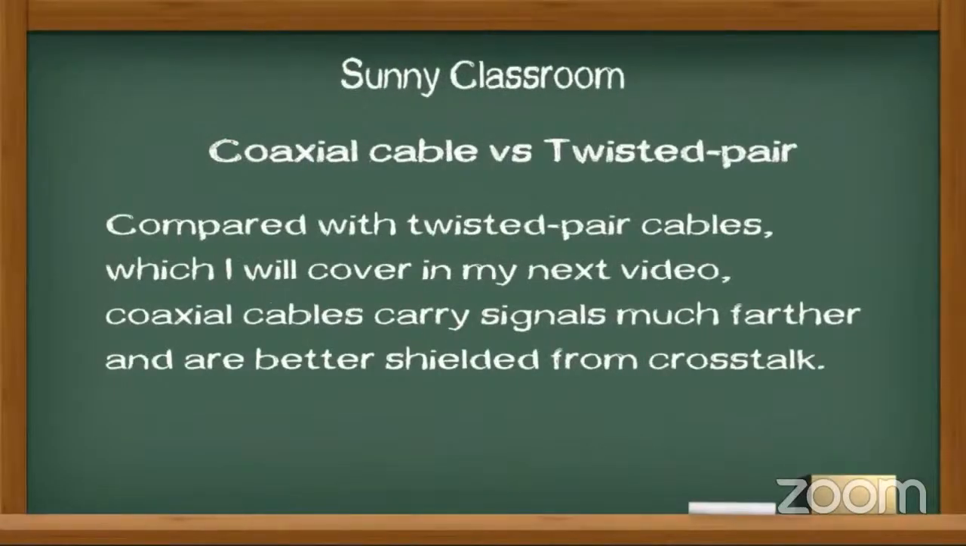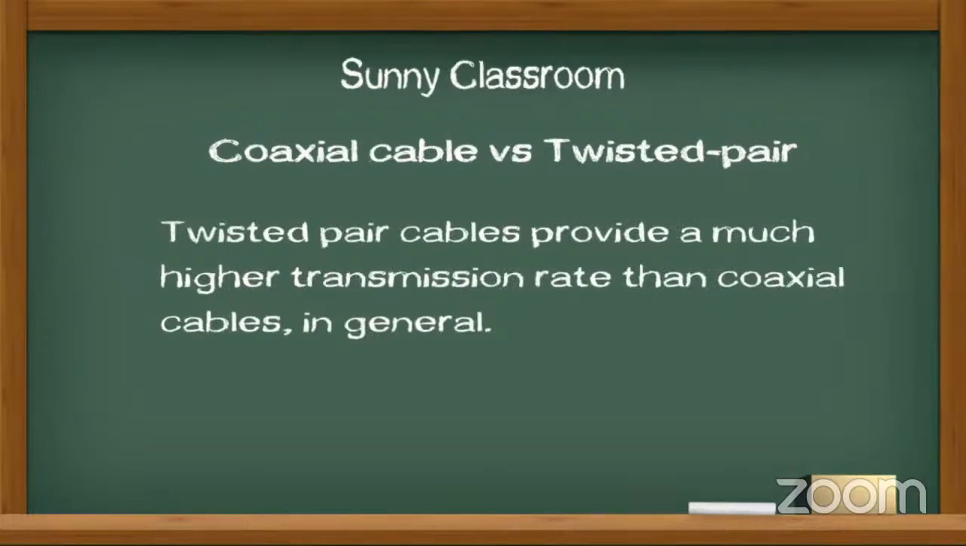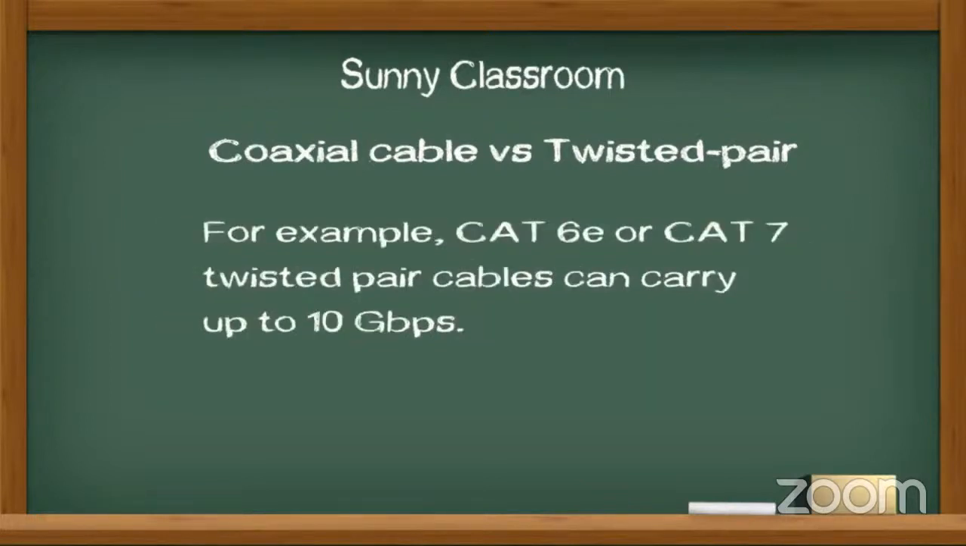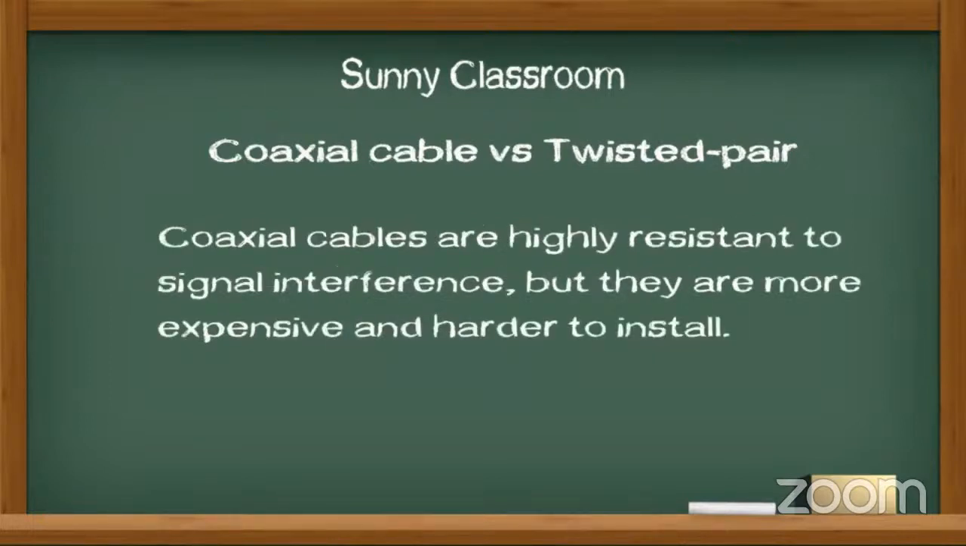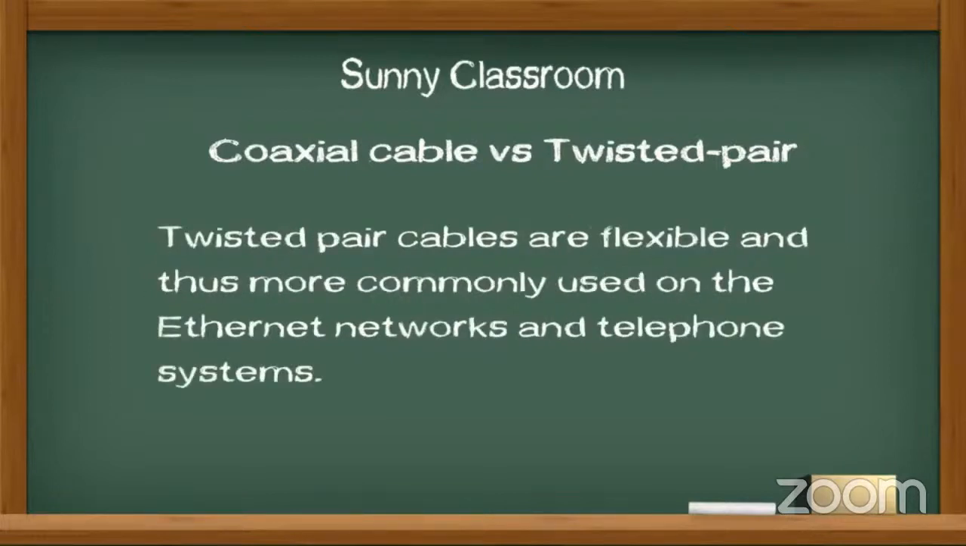Compared with twisted-pair cables, which I will cover in my next video, coaxial cables carry signals much further and are better shielded from crosstalk. Twisted-pair cables provide a much higher transmission rate than coaxial cables in general. For example, Cat 6E or Cat 7 twisted-pair cables can carry up to 10 gigabits per second. Coaxial cables are highly resistant to signal interference, but they are more expensive and harder to install. Twisted-pair cables are flexible and thus more commonly used in Ethernet networks and telephone systems.